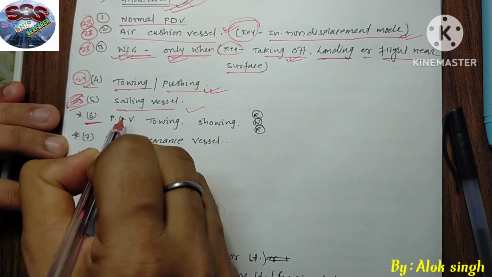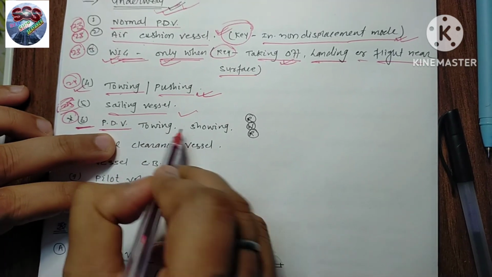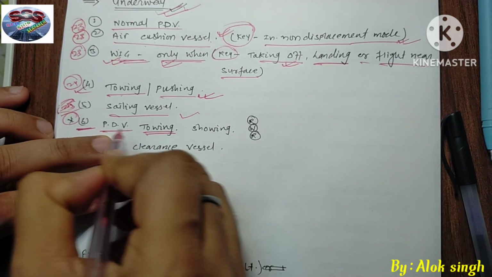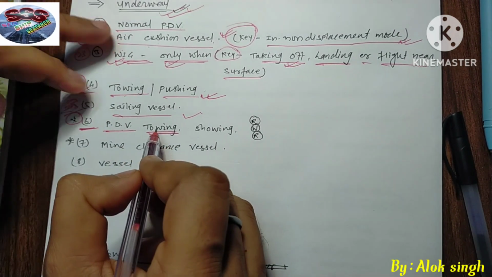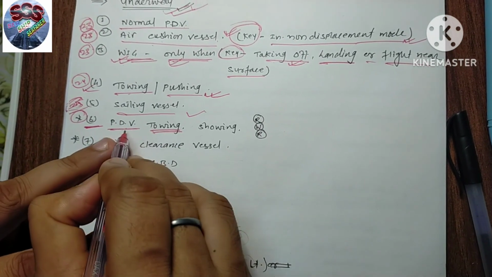I have made a star mark on this power-driven vessel because this is a towing vessel, but it is still a power-driven vessel, which I just told you about here. This is also a towing vessel, but at the same time it is a power-driven vessel.